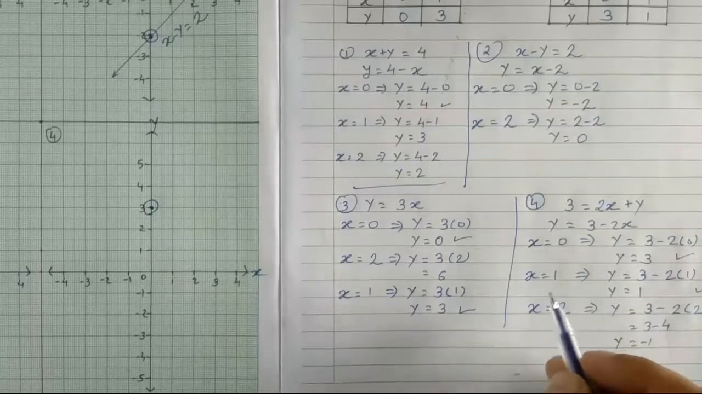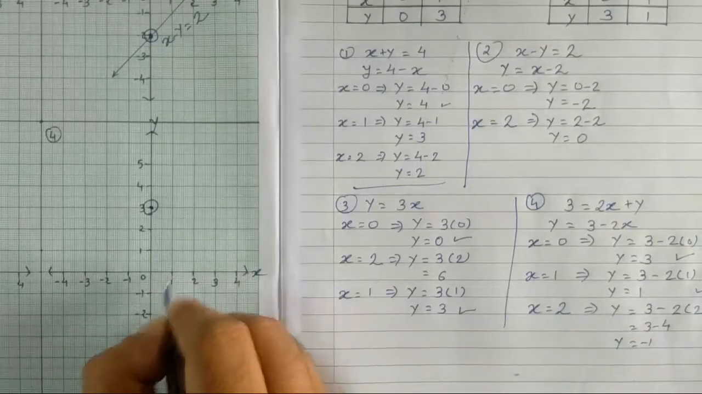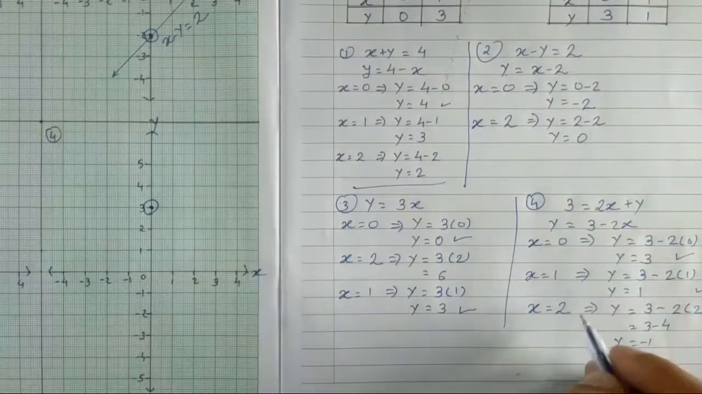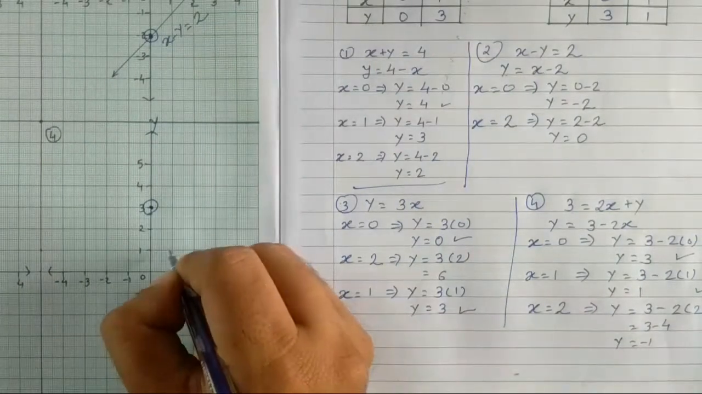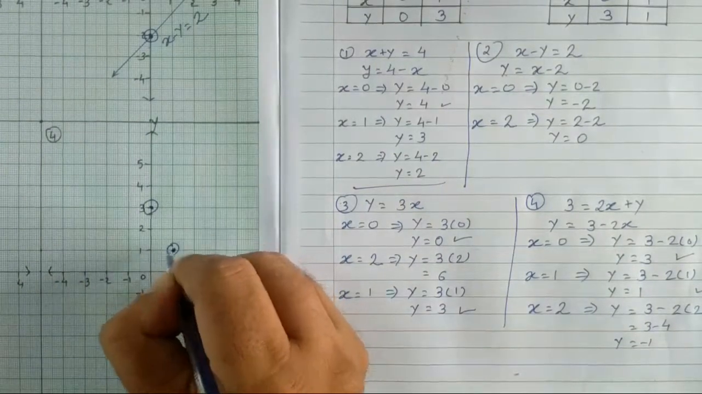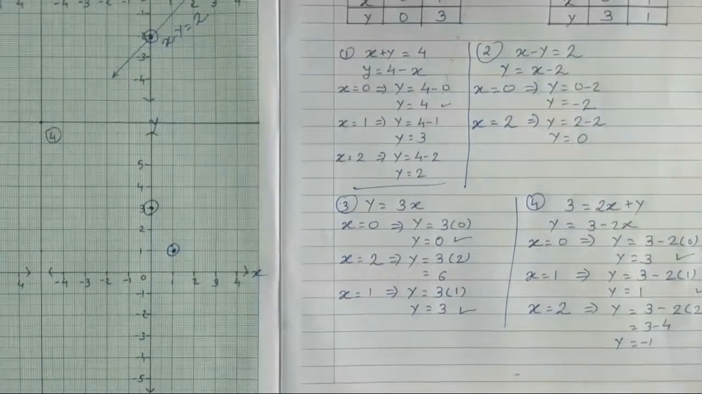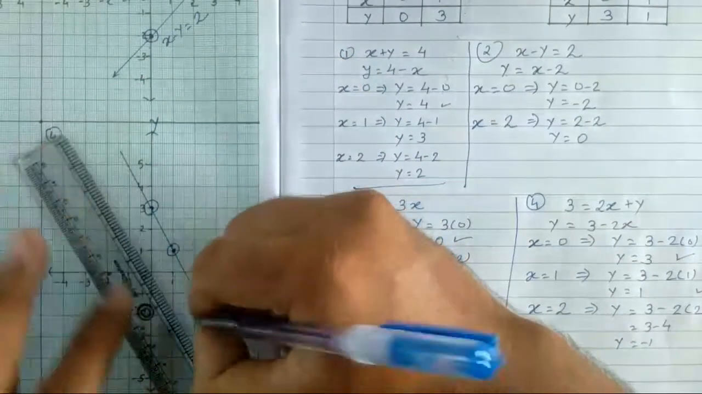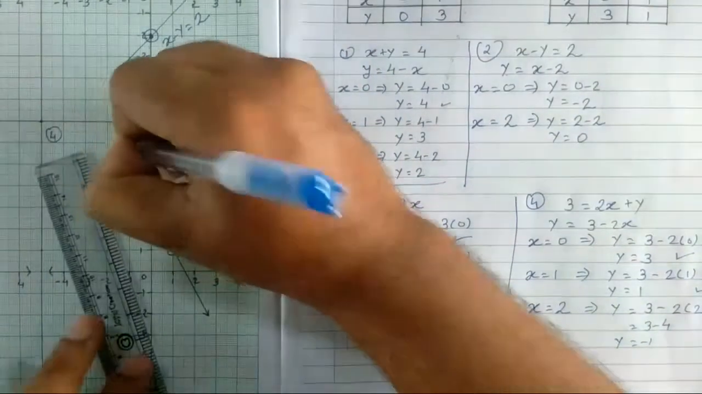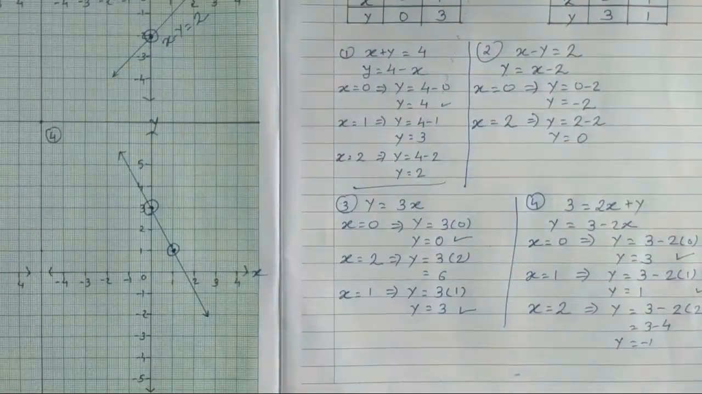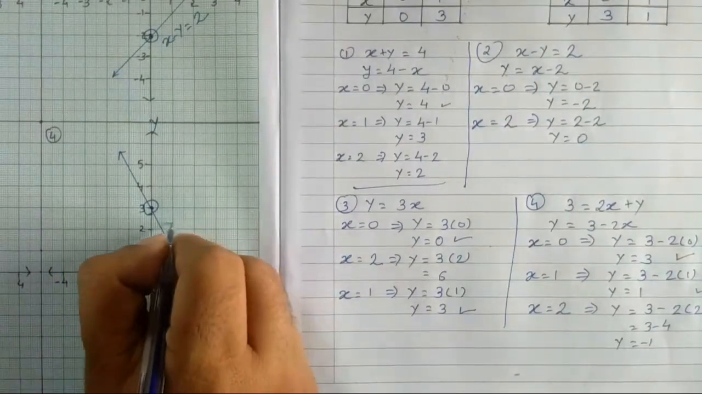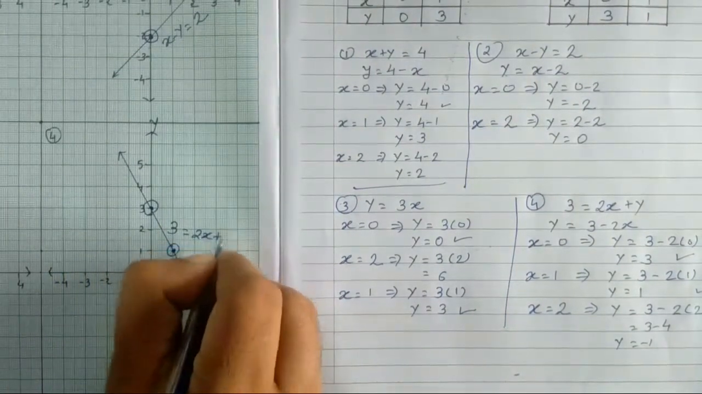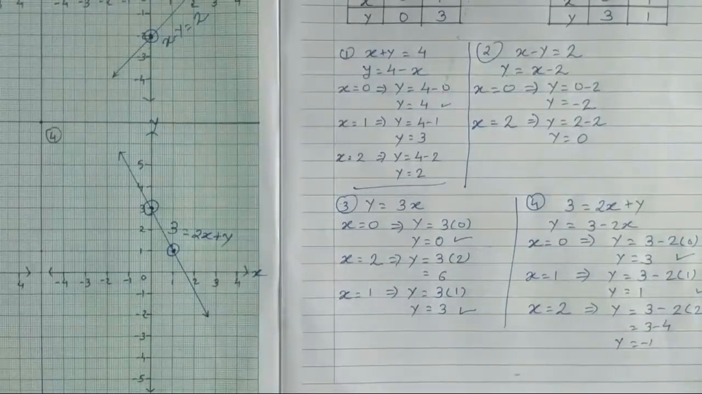Now the second coordinate is where x is equal to 1. Okay, 1 is here. When x is equal to 1, at that time y is also 1. So this is our second coordinate. So now draw a line. That's why we can write here 3 equal to 2x plus y. So dear friend, this is the solution of our question number 1.